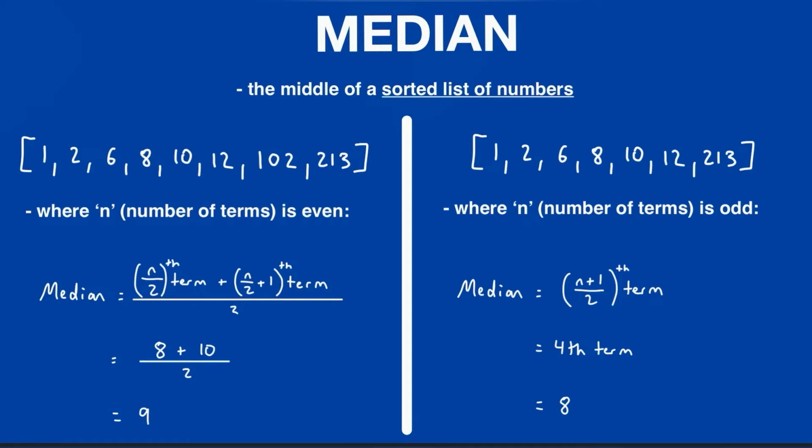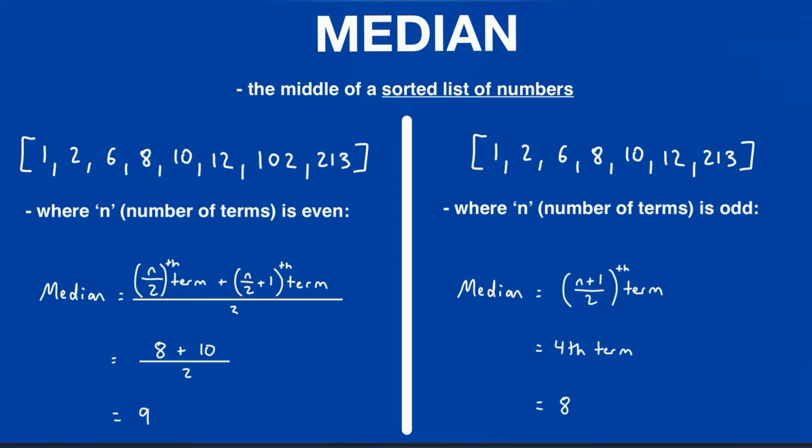So when looking at the scenario where n is even, and in this case n is 1, 2, 3, 4, 5, 6, 7, 8. So the number of terms is 8, which is an even number. So in this case, to find the median, we use this formula, which is the n by 2 term plus the n by 2 plus 1 term. So if you were to simplify that, that would mean the fourth term plus the fifth term divided by 2 is the median for this data set. So the fourth term is 8 and the fifth term is 10. So 8 plus 10 divided by 2 is 9.